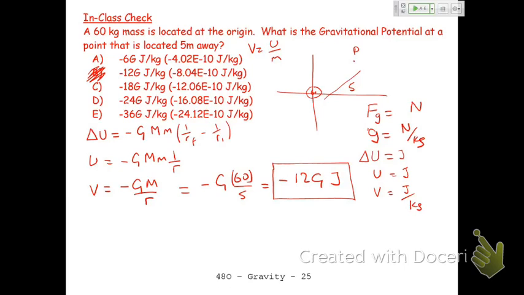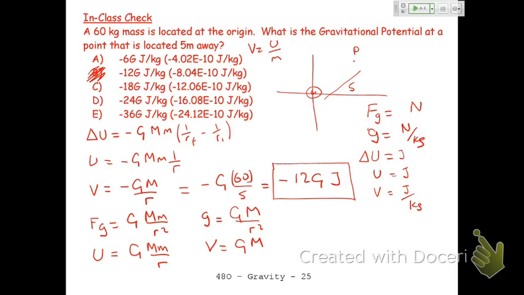Then the next thing is put down Fg is equal to big G, big M, little m over R squared. And put down g is equal to big G, big M over R squared. And put down U is equal to big G, big M, little m over R, and then put down V, and that equals big G, big M over R.